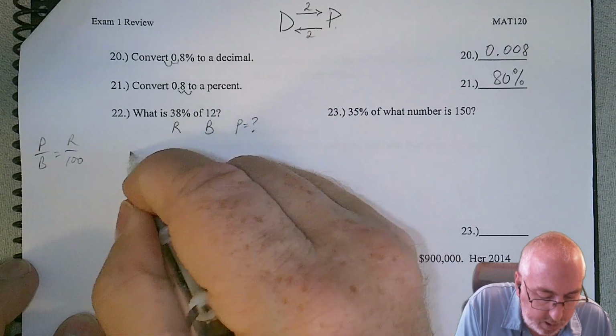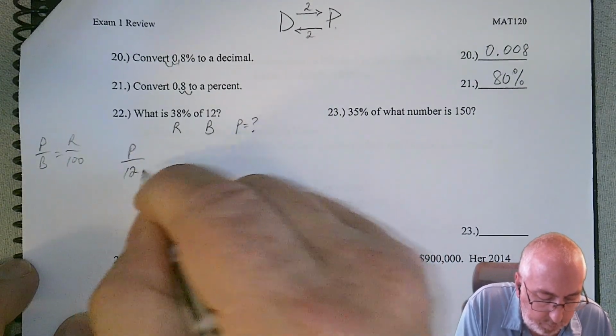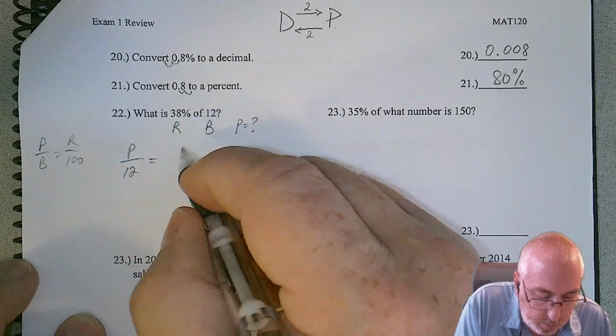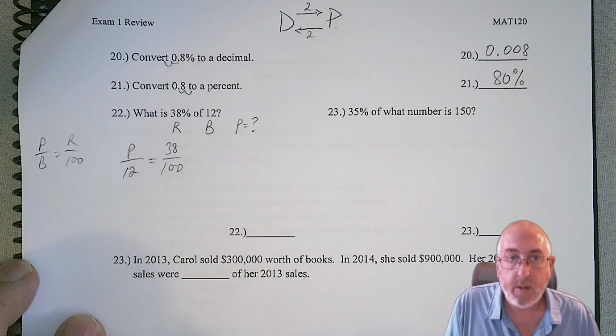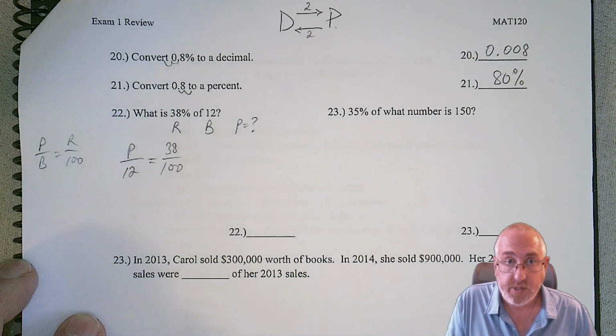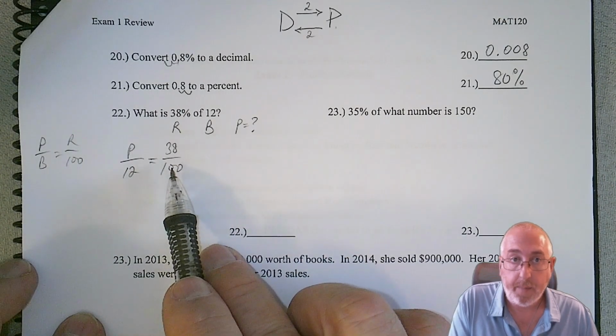So all you're doing now is just putting everything into the right spots. So we don't know what P is, but we're putting it over our 12 equals 38 over 100. So there's the first step, is just getting all those pieces identified and putting them into the right spots in your formula.